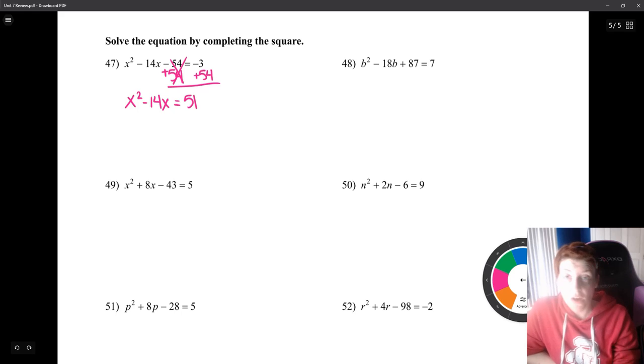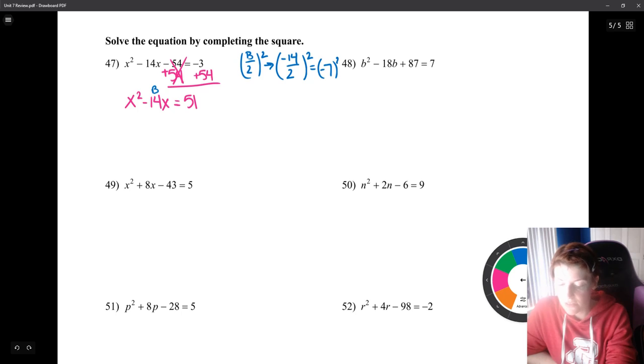Okay, now off to the side, we're going to do what we did in our last problem. We're going to do that b over 2 squared thing. So our b value is -14. We're going to divide that by 2 and then square it. So -14 divided by 2 is -7. -7 squared is +49. So we're going to have one number there.